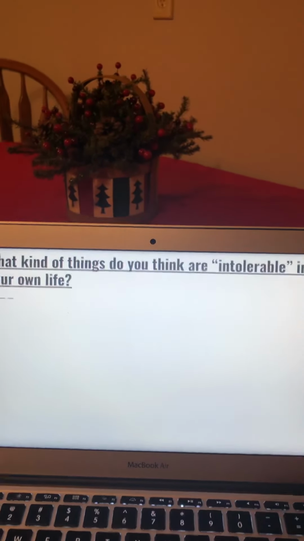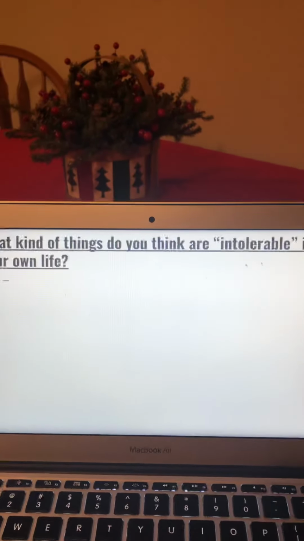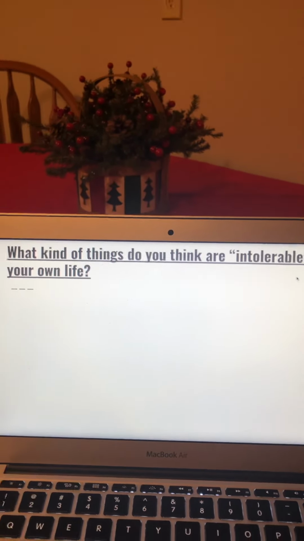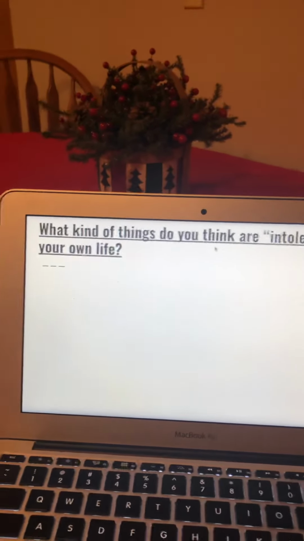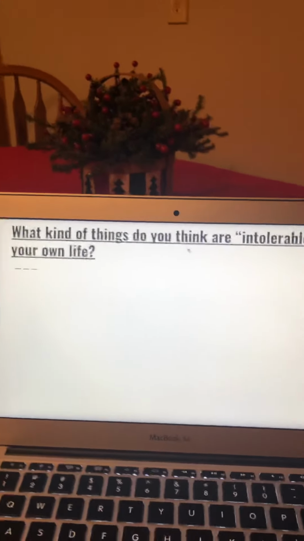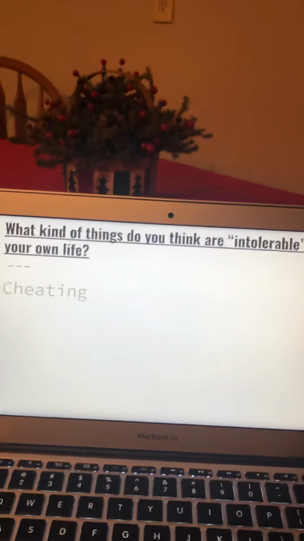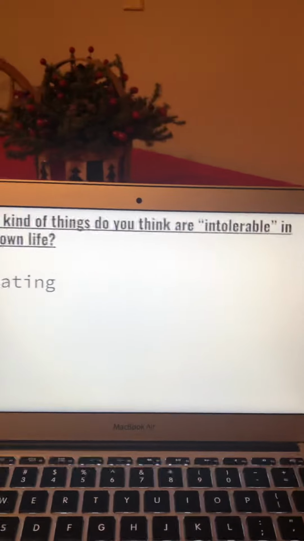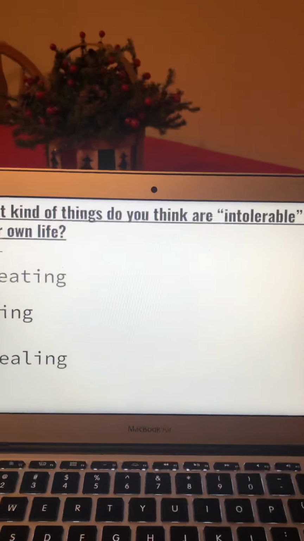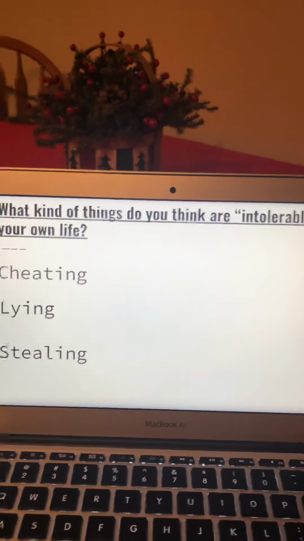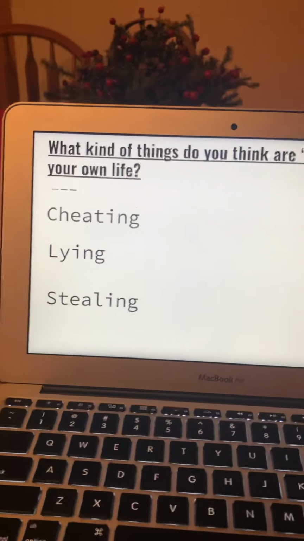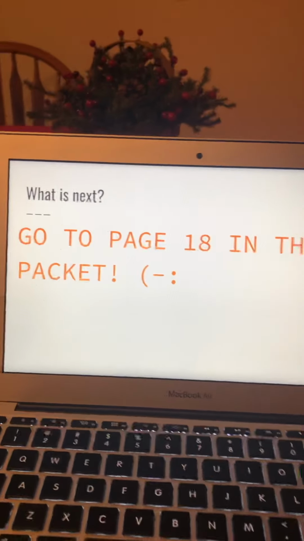Next, what kind of things do you think are intolerable in your own life? Okay, so just take a guess. All right, if you said cheating, that's okay. Write that down. There could be different ones. So for me, it's cheating, lying, and stealing. Yeah, those are the three I have down. You don't have to put this down. That's up to you what you want to put down, which is okay.